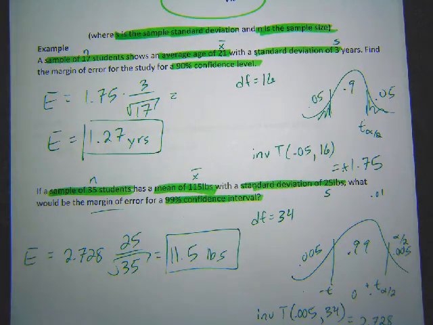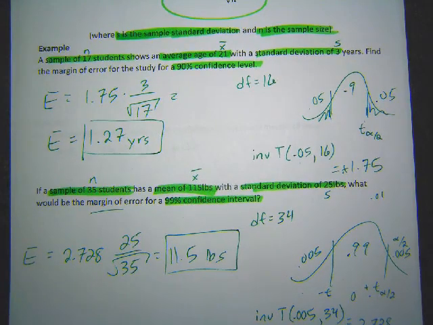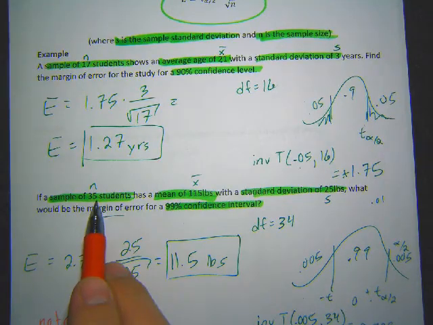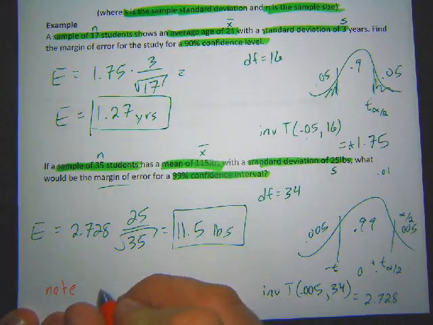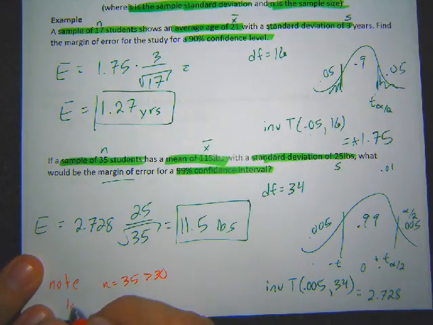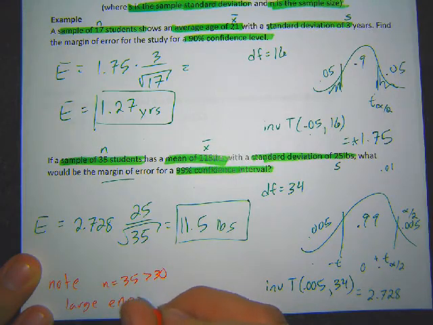One other thing to note about these: we talked about the requirements, and I want to see if you notice this. Note that this one satisfies the normality requirements because the sample size is big enough. Here, n equals 35, which is bigger than 30, so we have a large enough sample. Here we wouldn't even have to worry about whether the data is normal or if there are outliers.